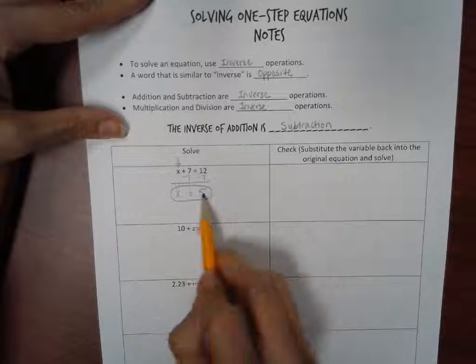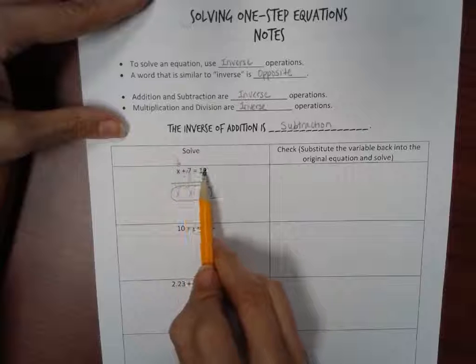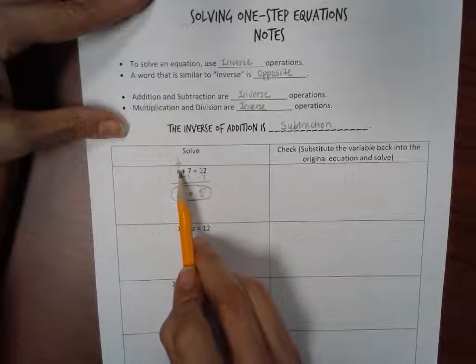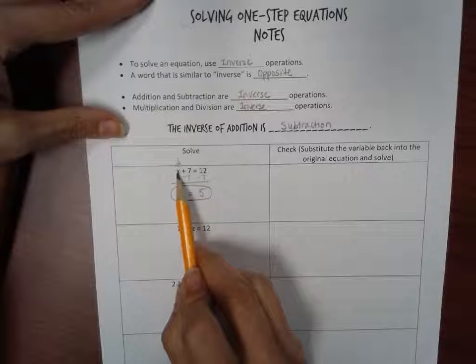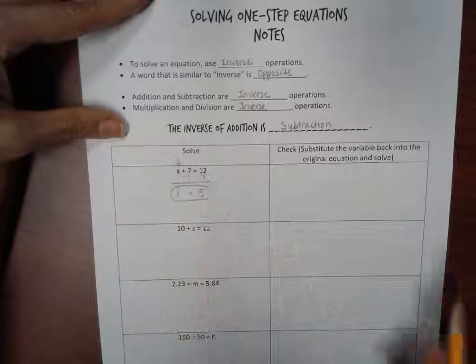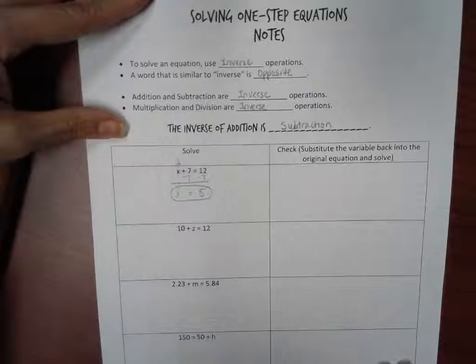This right here means that in this equation, x can only be one number to make this whole thing true. X has to be 5, because if I plug 5 back in, 5 plus 7 does equal 12. And that's what we're going to do over here. We're going to check it.